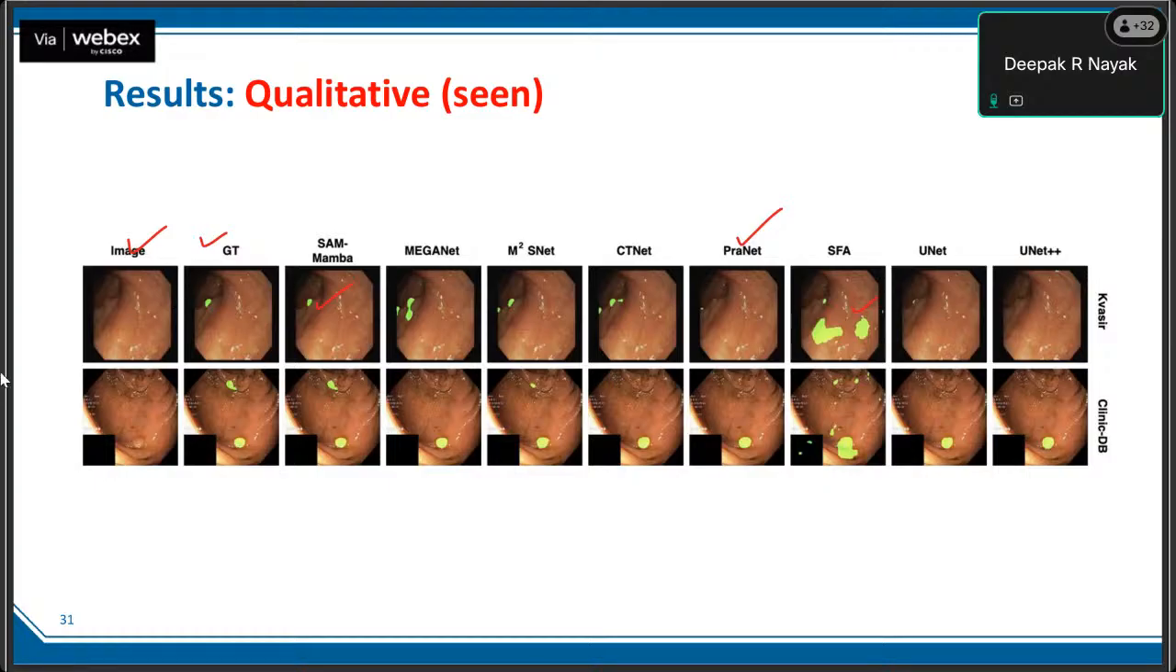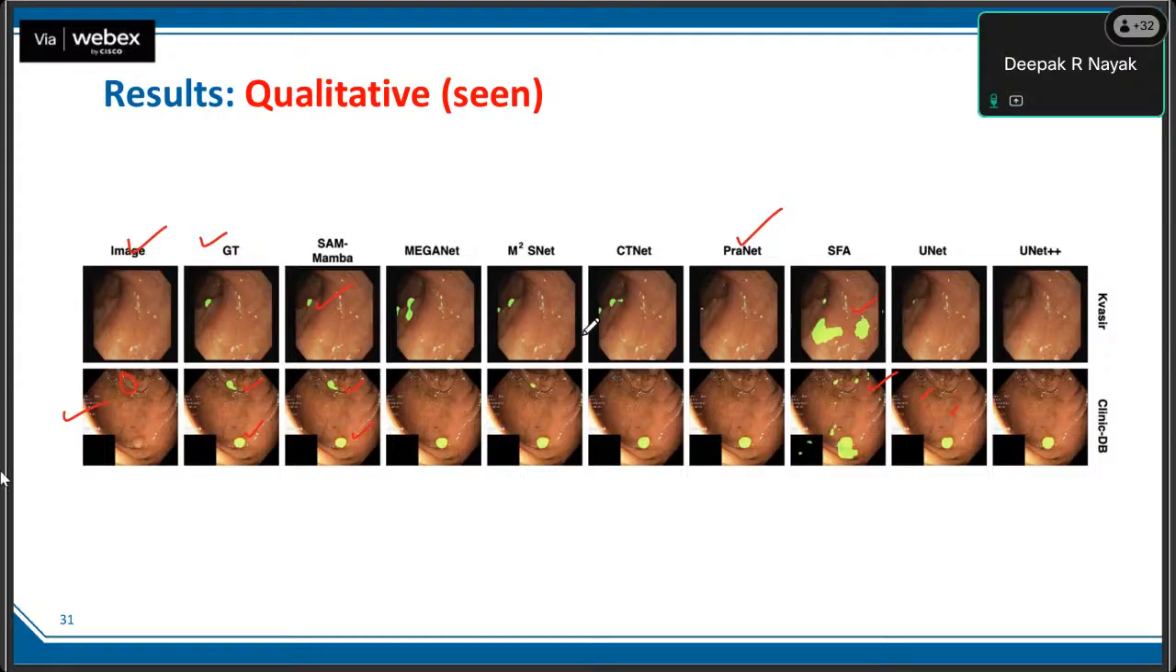Similarly, in the second image here, it is difficult to identify the polyps. There are two polyps here, and these are the ground truth provided by the clinicians. Our model could identify and provide precise boundaries of these two polyps. But in the results of the others, sometimes there are a lot of false positives, and sometimes PraNet and another network could not identify the other polyp. Here it is very, very difficult to identify the polyps. These are the results on the seen datasets.